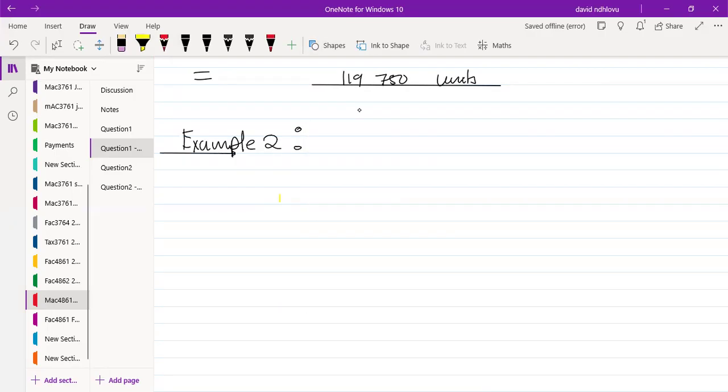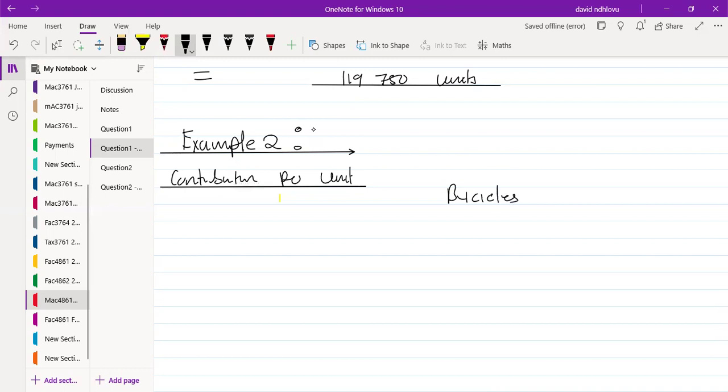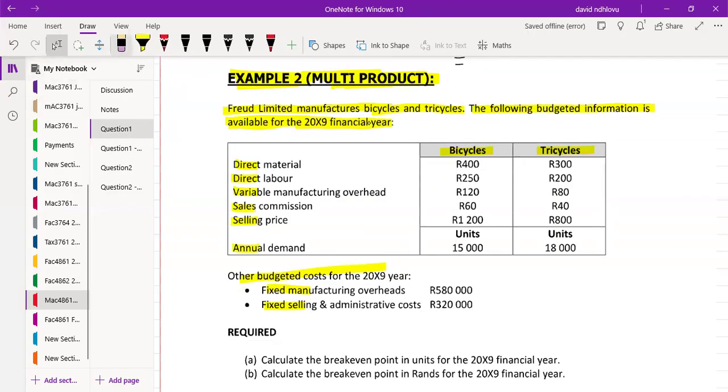First things first, what is the contribution per unit? We know we've got two products, the bicycles and the tricycles. We need to calculate contribution for each. Contribution should be an easy calculation after you have done your direct and indirect costing.